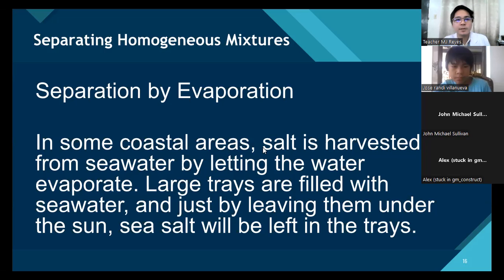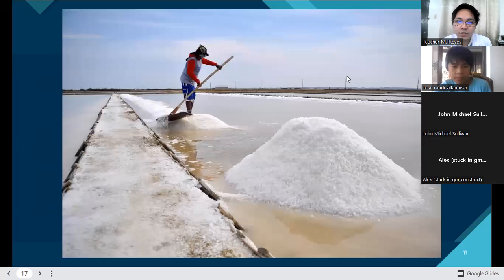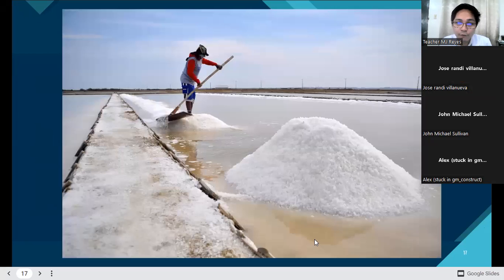Okay. So, separation by evaporation. In some coastal areas, this is their livelihood actually. Salt is harvested from seawater by letting the water evaporate. Large trays are filled with seawater, and just by leaving them under the sun, sea salt will be left in the trays. This is how we create salt. This is harvesting salt from seawater.